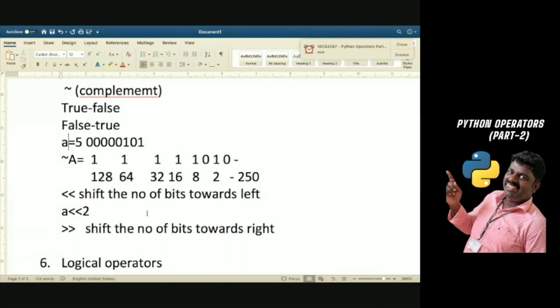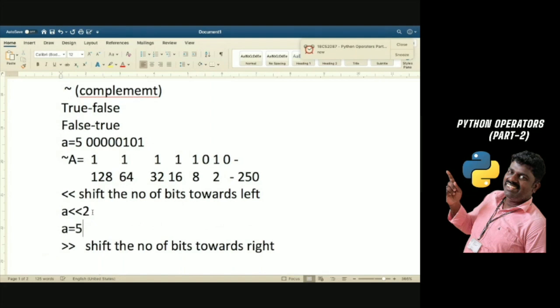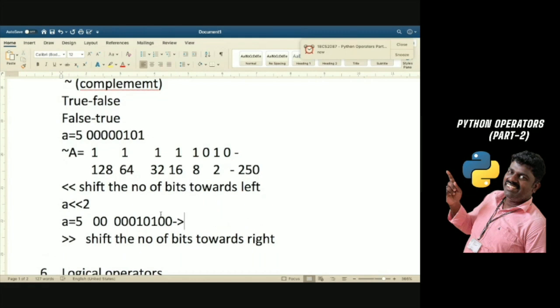And what is the corresponding value that will be printed? Got my point? So for example, A equal to 5 means you will have 5 zeros and then 1, 0, 1, right? So these two zeros will be removed and zeros added here. So the corresponding value of this will be printed. This is left shift. So towards the left, the number of bits will be shifted. So what will be the answer? I think 20. So that is the answer for this particular thing.